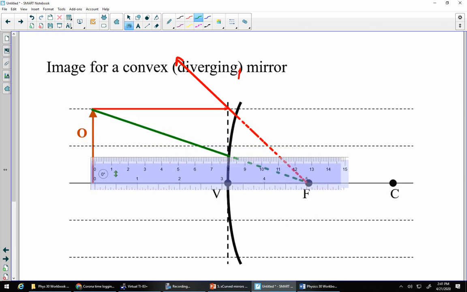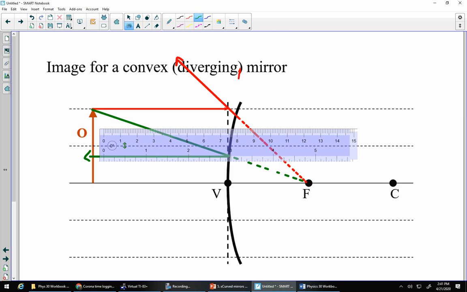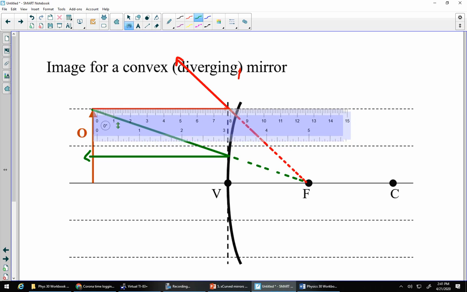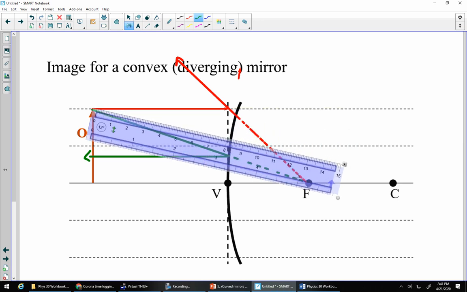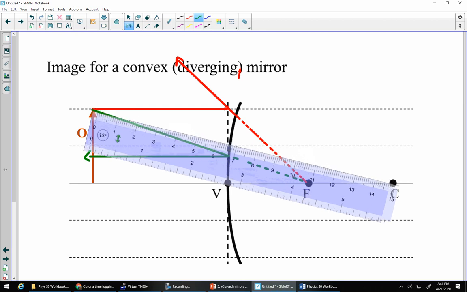So I'm just going to have my ruler. I'm going to reflect it, and it's actually coming back parallel to the principal axis. So I've got that one going there. Nice. This ruler is actually amazing. I love this thing. This is a game changer, just so you know. Okay, the next one, the ruler apparently is not long. Oh, but I can make it long enough. What a wonderful tool. Okay, the next one is if we're aiming at our center, where does it go?